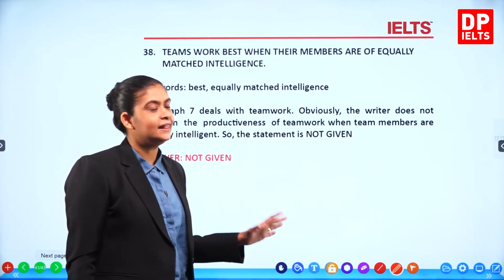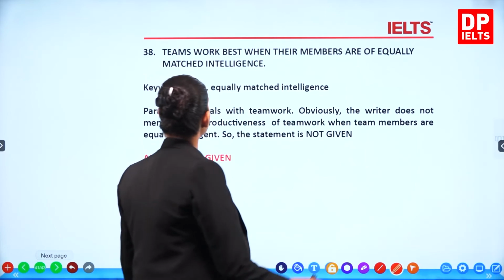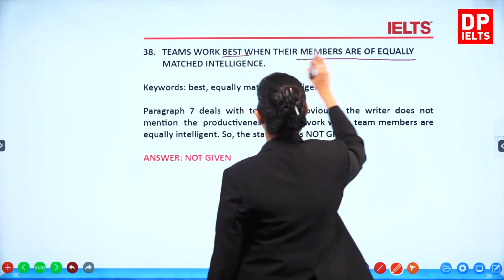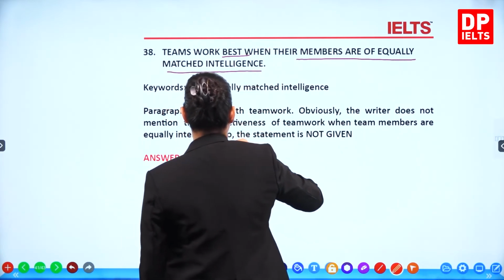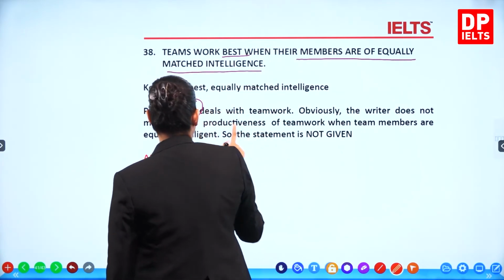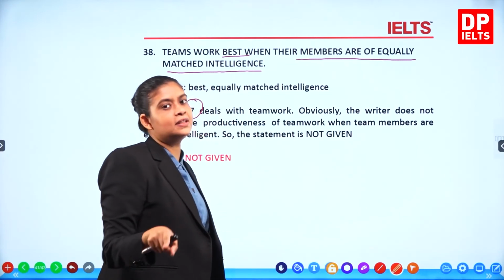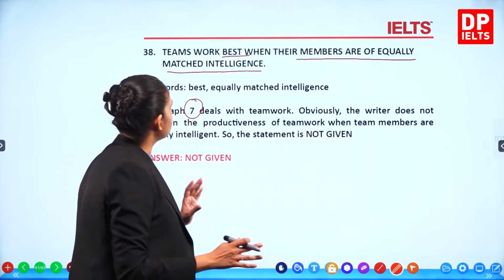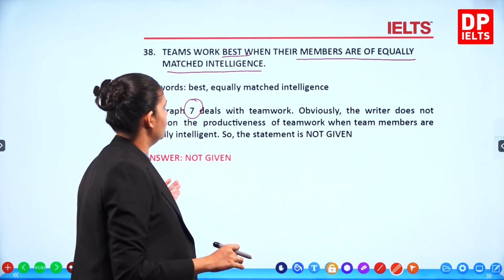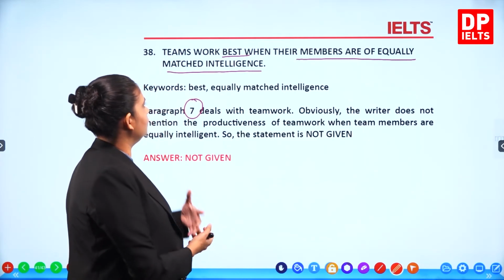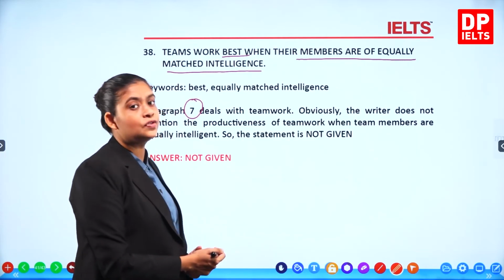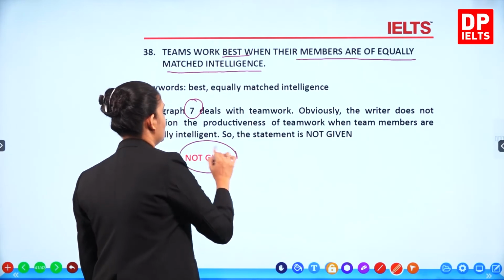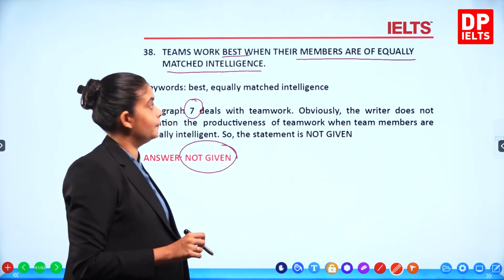Question number 38. Teams work best when their members are of equally matched intelligence. Go to para 7 where it deals with teamwork, right? The writer does not actually mention the productiveness, whether they are working equally, or whether they work best or not. So we don't really know. So the answer is not given.